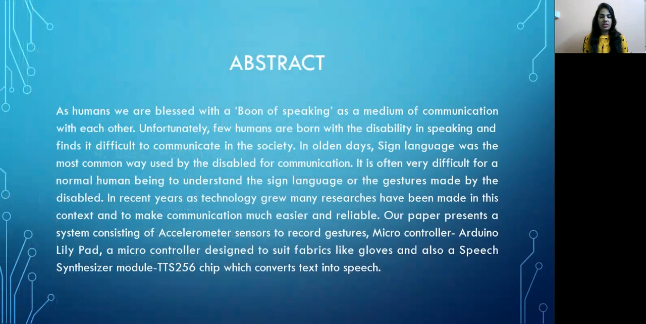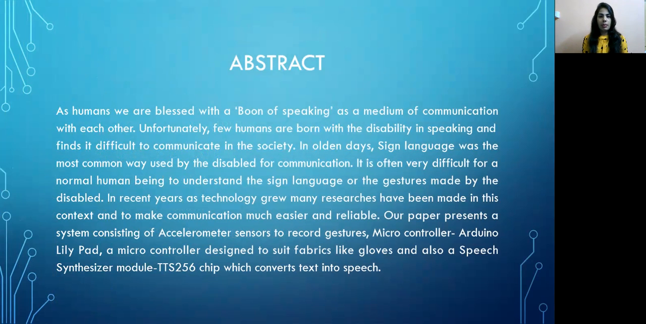Coming over to the abstract, as we all know, communication is a way in which we express ourselves, our feelings, thoughts, and ideas of information. As humans, we're all blessed with the boon of speaking to communicate with each other. But there are few people who are born with a disability in speaking. These people in olden days used sign language to express themselves, but this sign language was very difficult for a normal human being to understand.